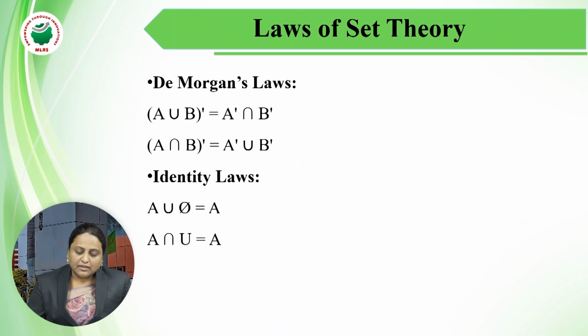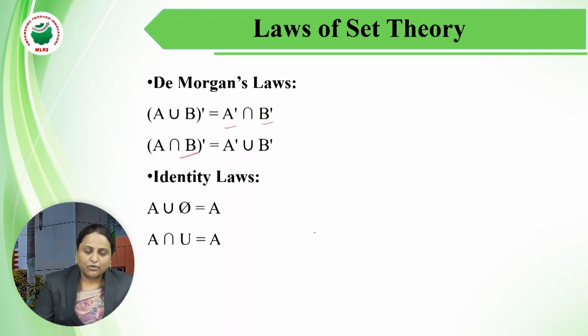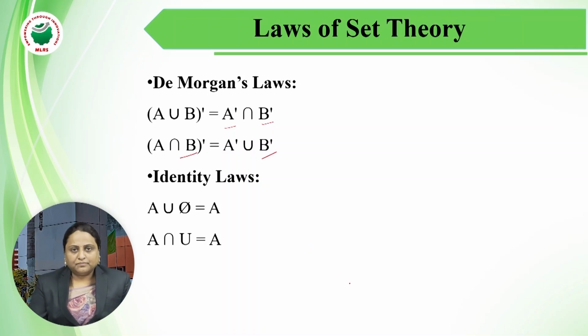And coming to the next one, the main laws of set theory. What are the laws that we can apply? A union B whole complement equals A complement intersection B complement. These are logically equivalent to each other. You can take some values, apply the operations on them, and find the equivalence between them. Similarly, A intersection B whole complement equals A complement union B complement.